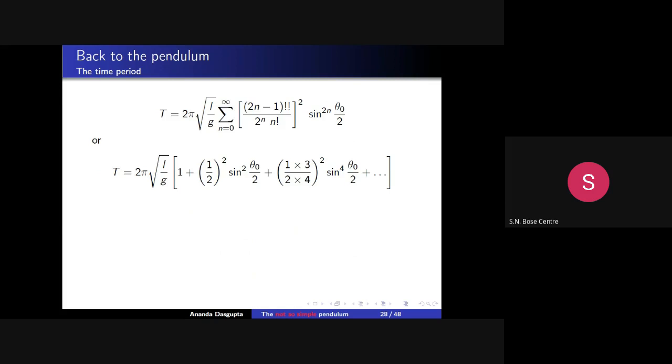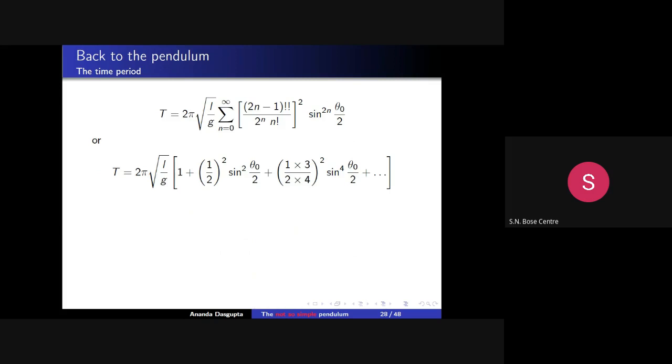Notice that although this is an infinite series, these factors become smaller and smaller as you go by. Sine theta 0 by 2 is anyway smaller than 1, so that term becomes smaller and smaller for higher powers. So very often, for small amplitudes, you can ignore all of these terms and you get 2π root over L by G. For slightly larger amplitudes, you can't ignore this; you have to keep it in.